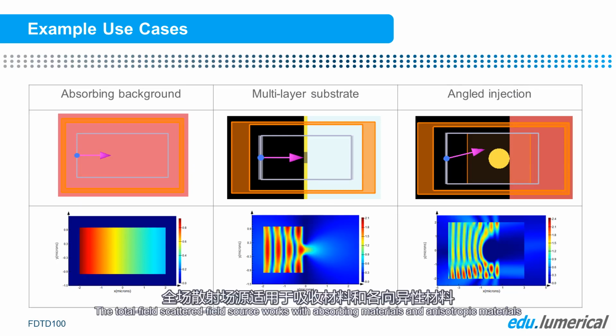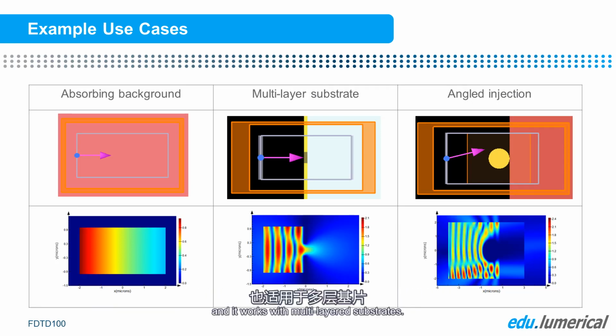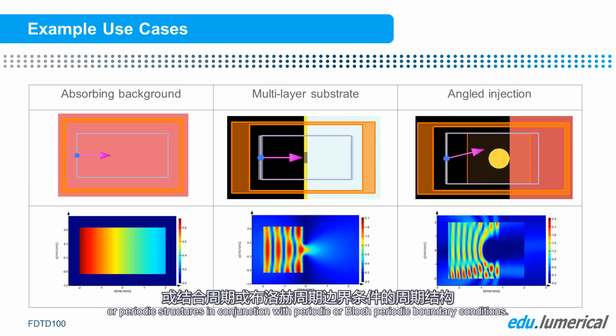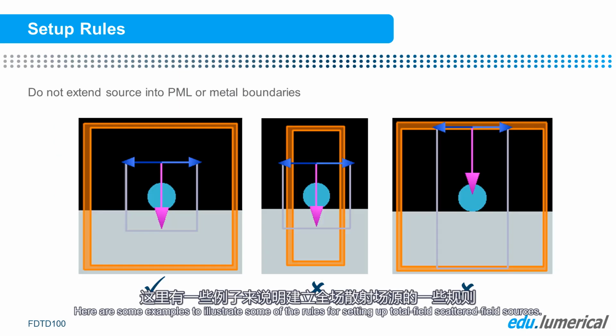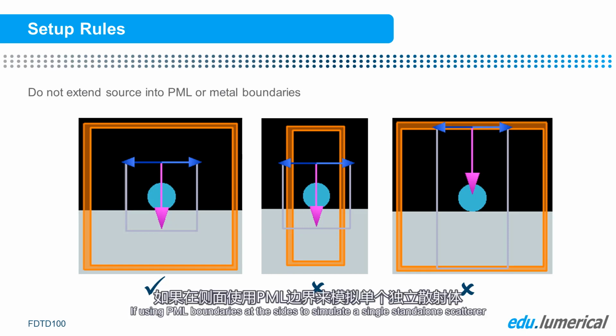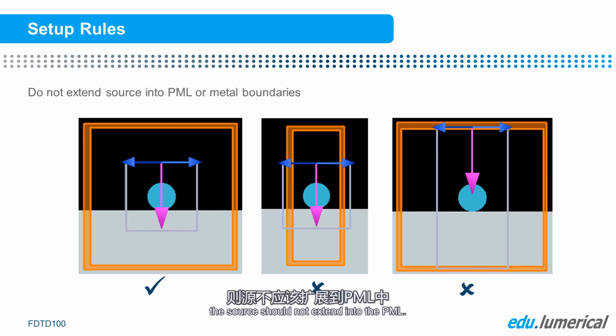The total field scattered field source works with absorbing materials and anisotropic materials, and it works with multi-layered substrates. It can also be used to simulate standalone scattering objects or periodic structures in conjunction with periodic or block periodic boundary conditions. Here are some examples to illustrate some of the rules for setting up total field scattered field sources. If using PML boundaries at the sides to simulate a single standalone scatterer, the source should not extend into the PML boundaries at the sides.